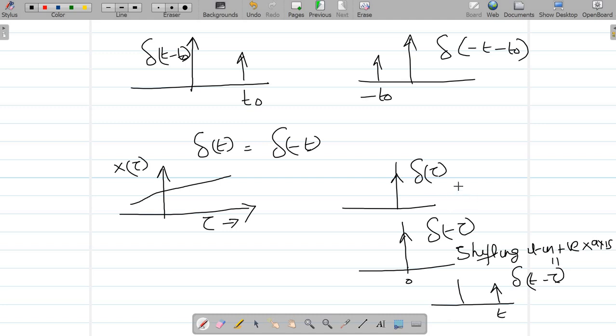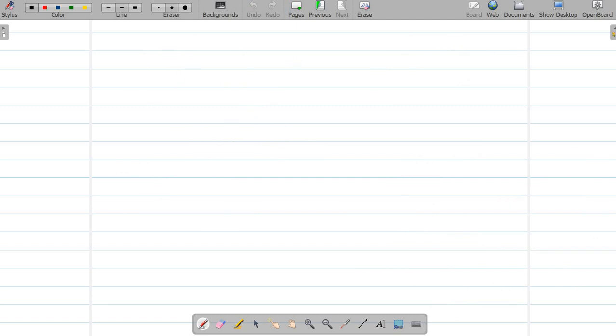Similarly, if I take this impulse and shift it by the same distance t, what I get is delta of tau minus t. If you notice, it's the same waveform, there is no difference at all, which means, to conclude, I can safely conclude that delta of tau minus t is equal to delta of t minus tau.